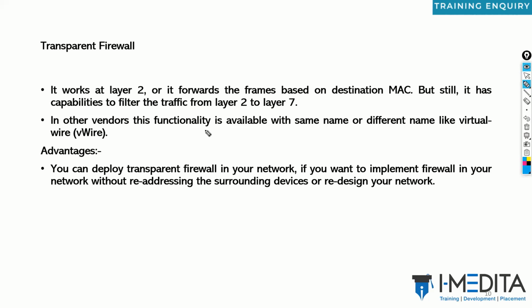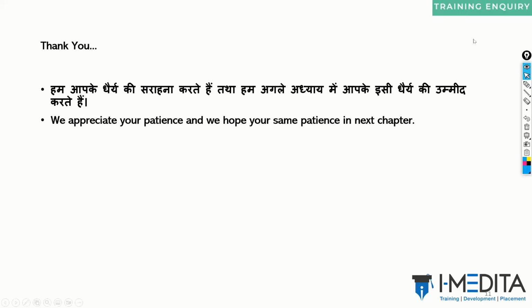In other vendors, this functionality is available with the same name or a different name, like virtual wire. Palo Alto provides the transparent firewall feature with the name of virtual wire. The advantage of a transparent firewall is that you can deploy it if you want to implement a firewall in your network without readdressing the surrounding devices or redesigning your network. So this was something about firewalls and their techniques.